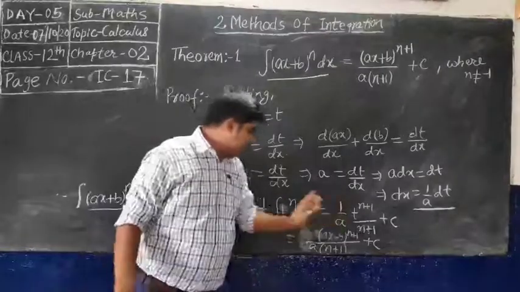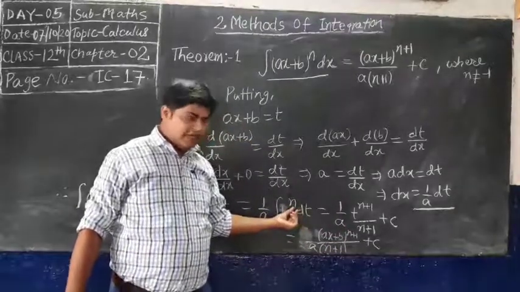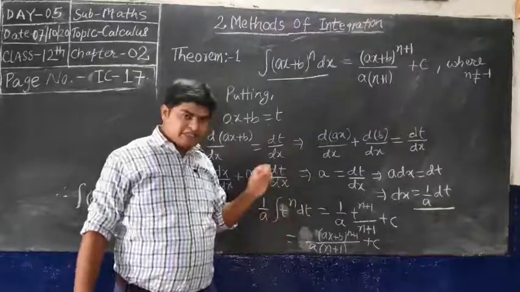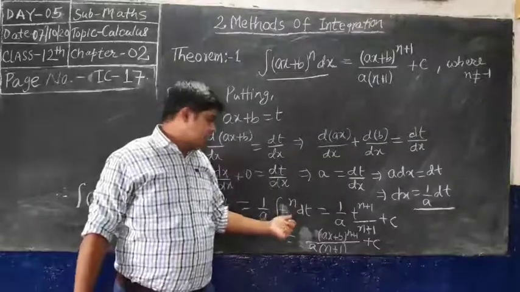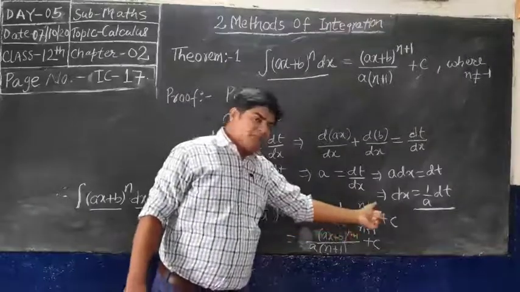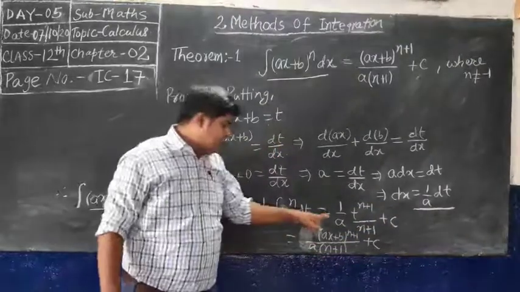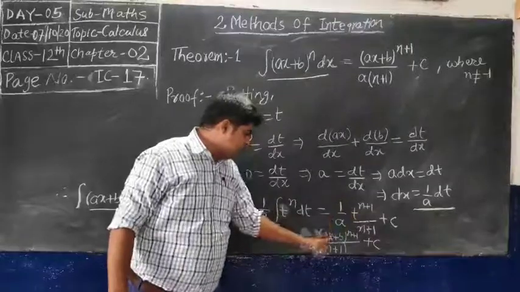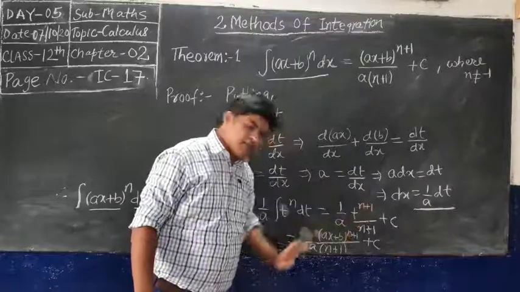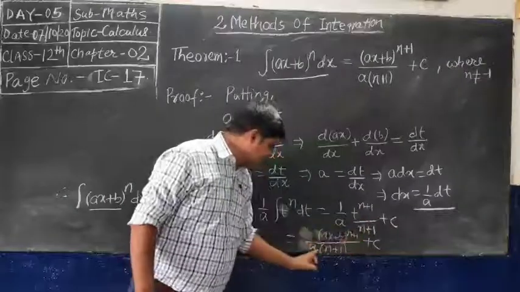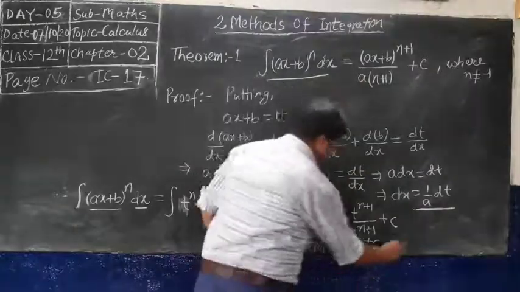So 1/a, and you know that the integration of x^n dx is x^(n+1)/(n+1). Here the term is t^n, so the result is t^(n+1)/(n+1) plus a constant term. Now finally you will put the value of t, t is equal to ax + b. So (ax + b)^(n+1) / (a(n+1)) plus a constant term. This is the final proof.